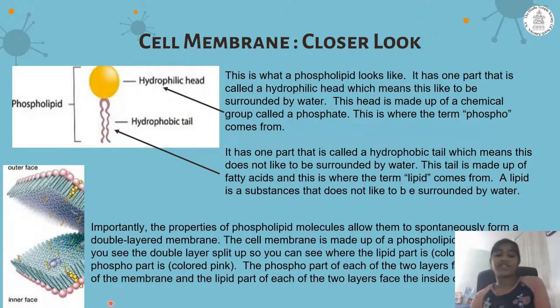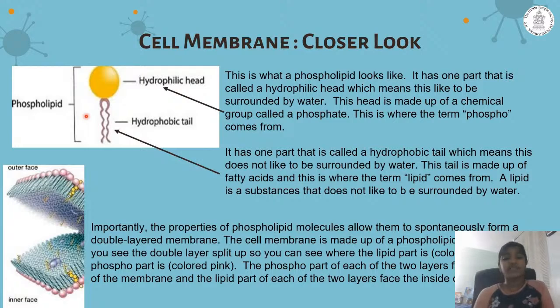This is what a phospholipid looks like. It has one part called the hydrophilic head, which means it likes to be surrounded by water. This head is made up of a chemical group called a phosphate. This is where the term phospho comes from. The second part of it is a hydrophobic tail, which means it does not like to be surrounded by water. This tail is made up of fatty acids, and this is where the term lipid comes from. A lipid is a substance that does not like to be surrounded by water.